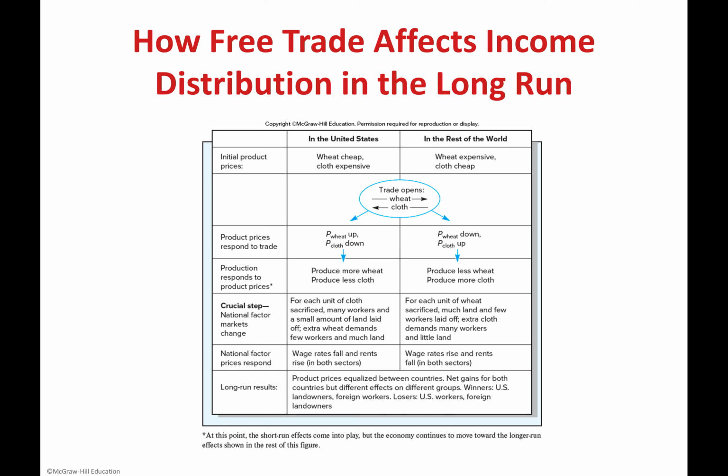Now, it's no mistake that the author of this textbook used that example, because that is pretty much what we've seen in terms of what's happened with globalization. In other words, the opening up of countries to more trade. Wage rates have tended to fall in the US and they've tended to rise elsewhere.